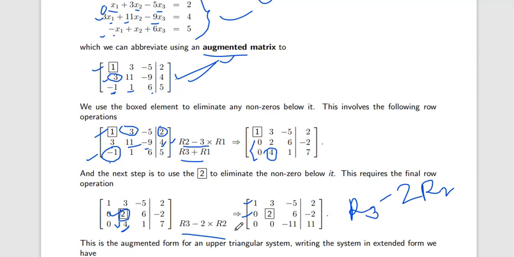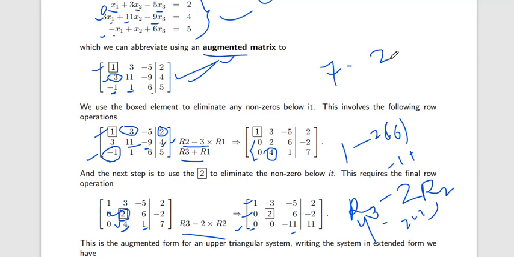R3, we want to change only in row 3. So here 0 is 0. Okay, 4 minus 2 into 2 means 0. 1 minus 2 into 6 means 12. 1 minus 12 is equal to minus 11. Here 7 minus 2 into minus 2, that is 7 plus 4, is equal to 11. So now this is the triangle matrix. Okay, simple.